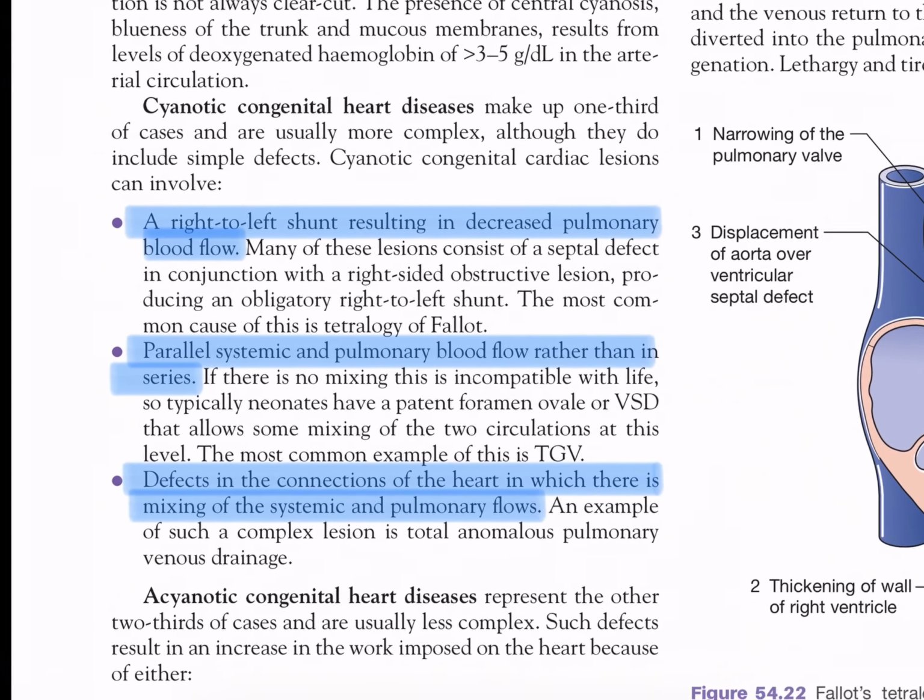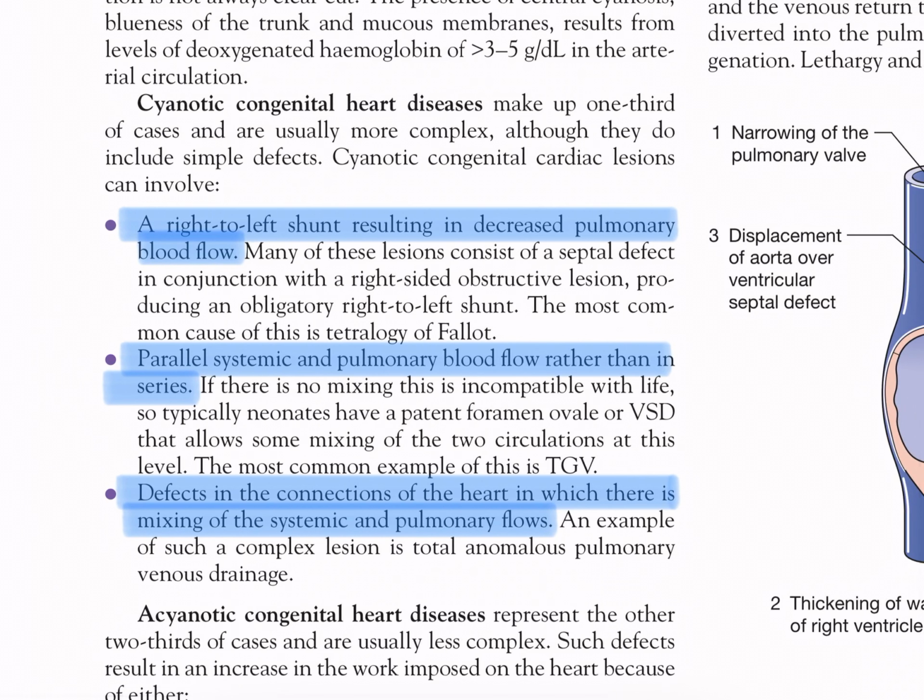Cyanotic congenital heart diseases make up 1/3 of cases and are usually more complex. Although they do include simple defects, cyanotic congenital cardiac lesions can involve a right to left shunt resulting in decreased pulmonary blood flow.